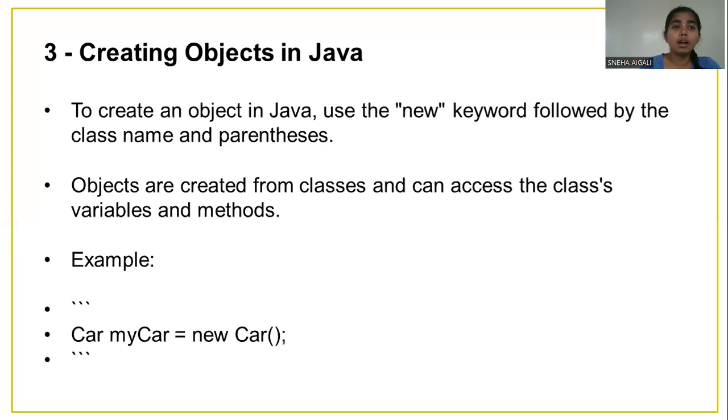Next up is how to create objects in Java. To create an object, we use the keyword new, which is followed by the name of the class, and then we have the parenthesis. Objects are created from classes and can be accessed by class variables and methods. For example, previously we have defined a class named car. So how we create an object is Car myCar = new Car(). That is, our object name myCar is created.